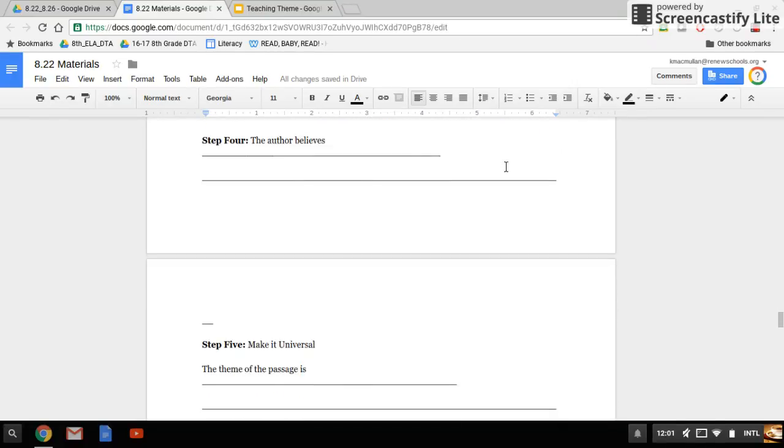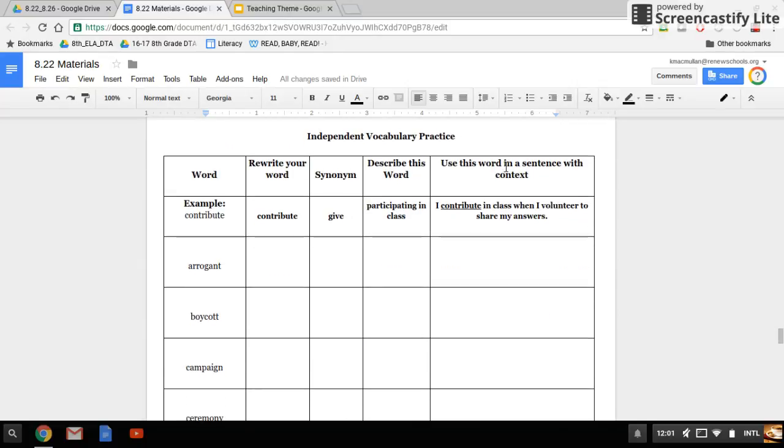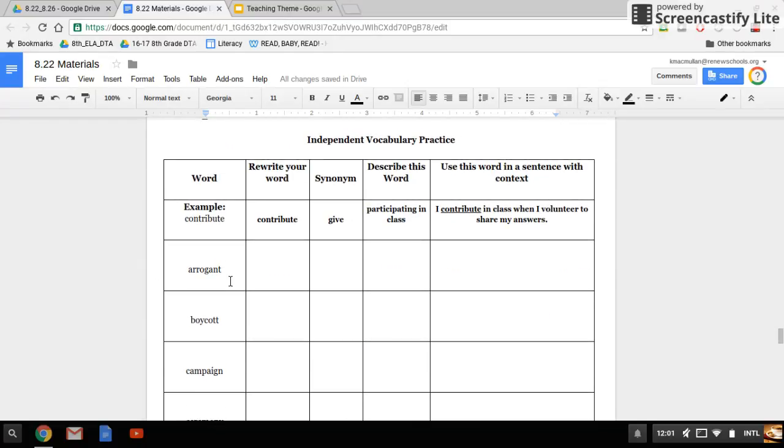And once you finish that, you're going to go on to your independent vocabulary practice with the words from last week. You'll still have a quiz on using these words in context at the end of this week, so it's important that we continue to practice. You can use Quizlet to help you. You can Google to help you, but this part of your packet also needs to be complete.